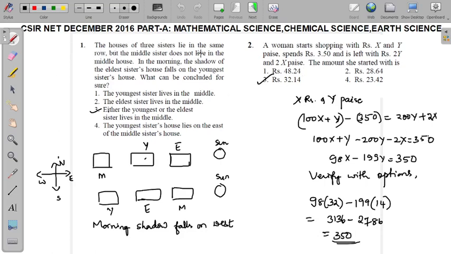The houses of three sisters lie in the same row, but the middle sister doesn't live in the middle house. As per this condition, there are two possibilities. Either the middle sister has to live in the first house or the middle sister has to live in the third house.